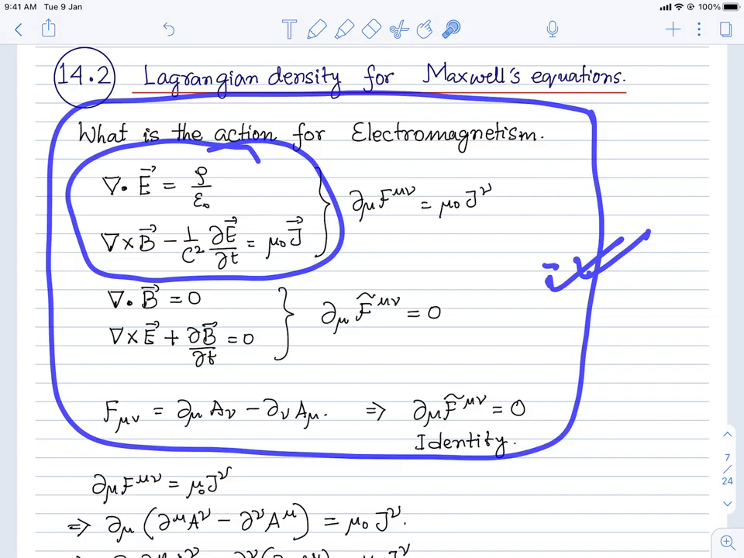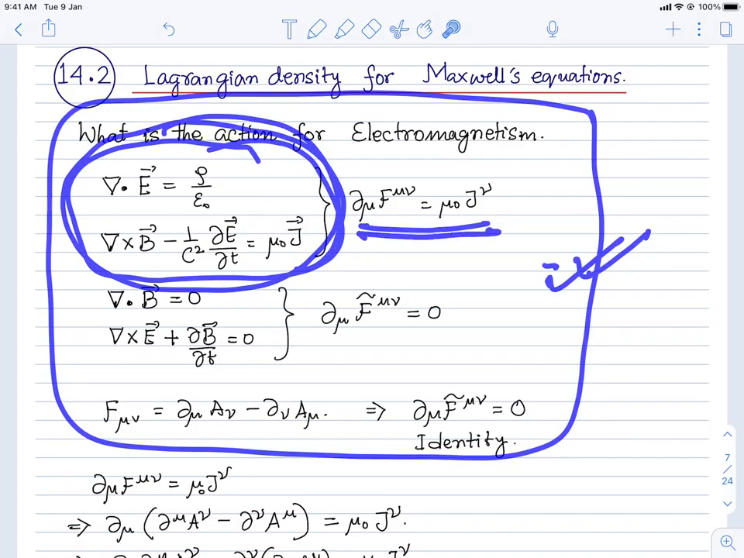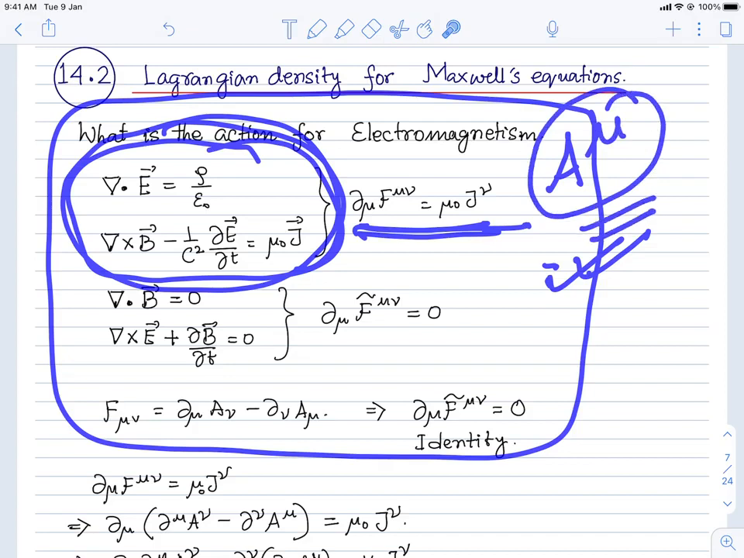Now, as you know, and as we have seen in the previous lecture, these terms are the terms with the sources. They are the primary Maxwell's equations. If we consider the gauge field A^μ as the degree of freedom, then these are the four equations for the degree of freedom A^μ, the ones with the sources.